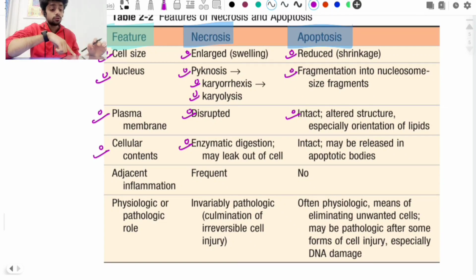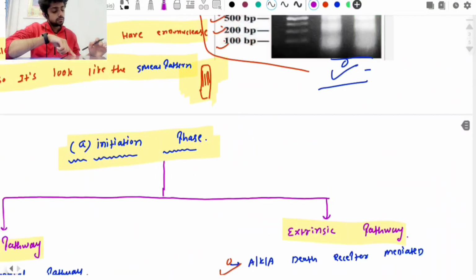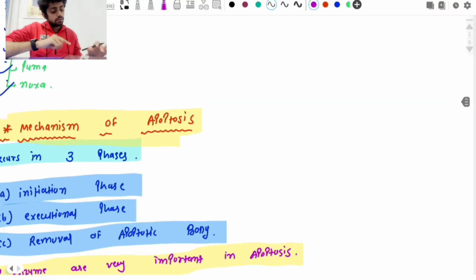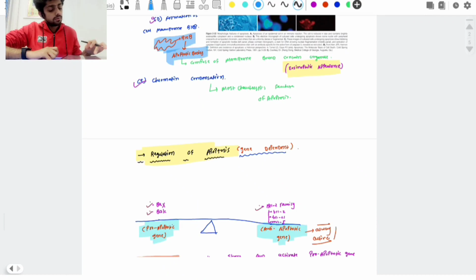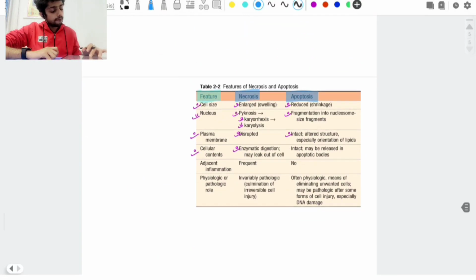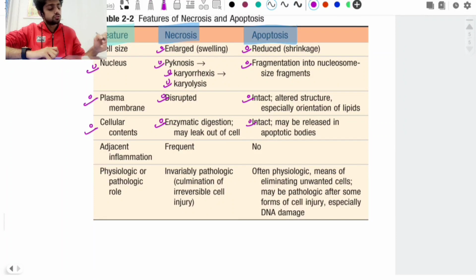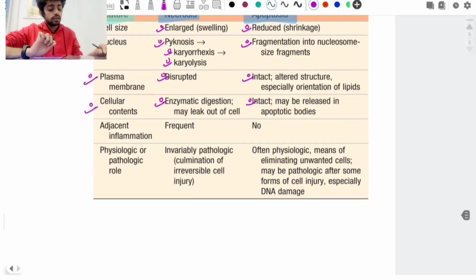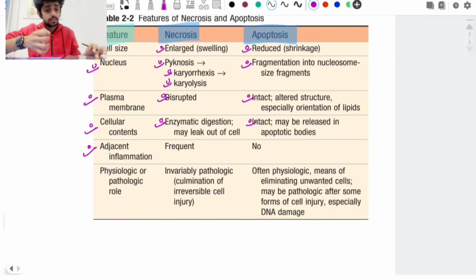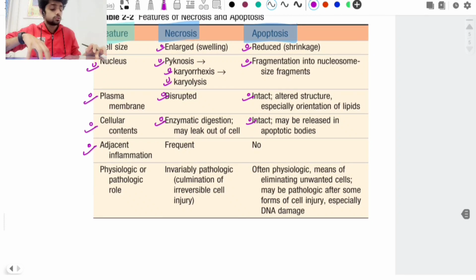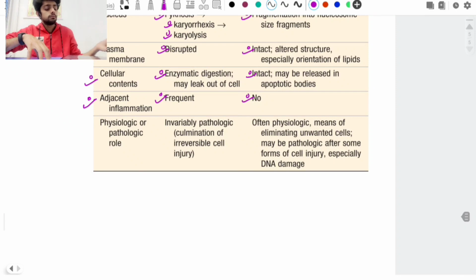As I told you previously, there's a formation of what? Apoptotic bodies. Here apoptotic bodies are formed. So the enzymes are intact. And what about the adjacent inflammation? I already told you, because the cellular content leaks out in necrosis, inflammation is present in necrosis, but in apoptosis there is no inflammation.